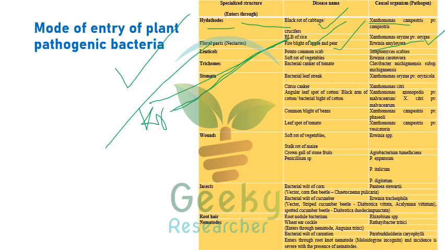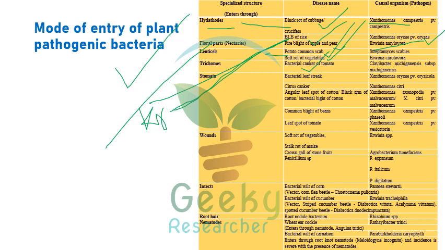When it comes to the next one, lenticels: potato scab and soft rot of vegetables. Potato scab is caused by Streptomyces scabies, whereas soft rot of vegetables is caused by Erwinia carotovora. These two enter the plant through lenticels. When it comes to trichomes, bacterial canker of tomato can enter through trichomes. Clavibacter michiganensis subspecies michiganensis is the causal organism.